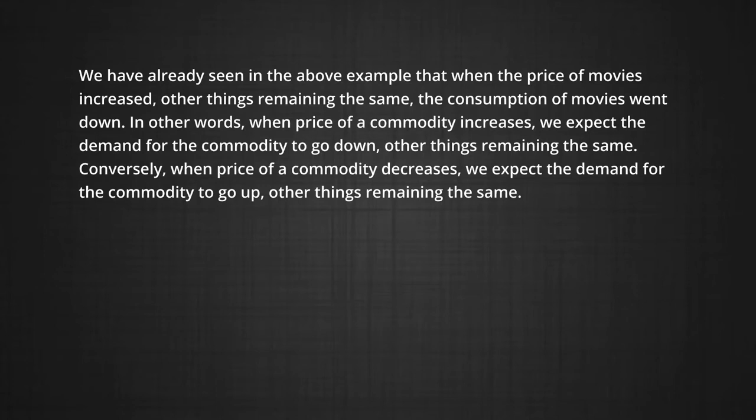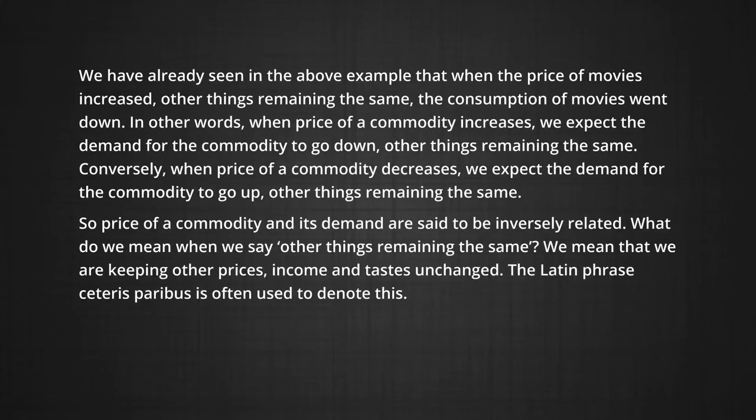In other words, when the price of a commodity increases, we expect the demand for that commodity to go down, other things remaining the same. Conversely, when the price of a commodity decreases, we expect the demand of the commodity to go up, other things remaining the same. So, the price of a commodity and its demand are said to be inversely related.